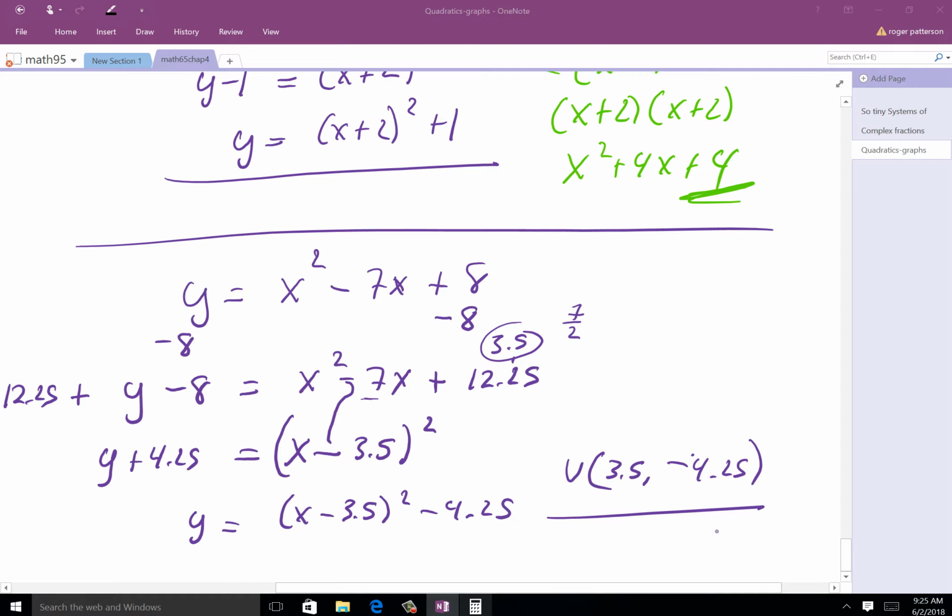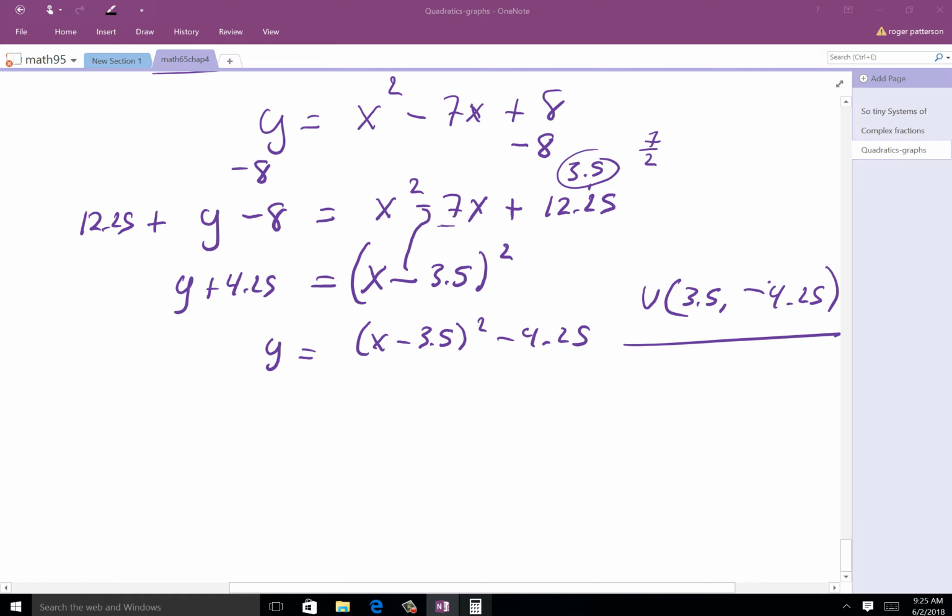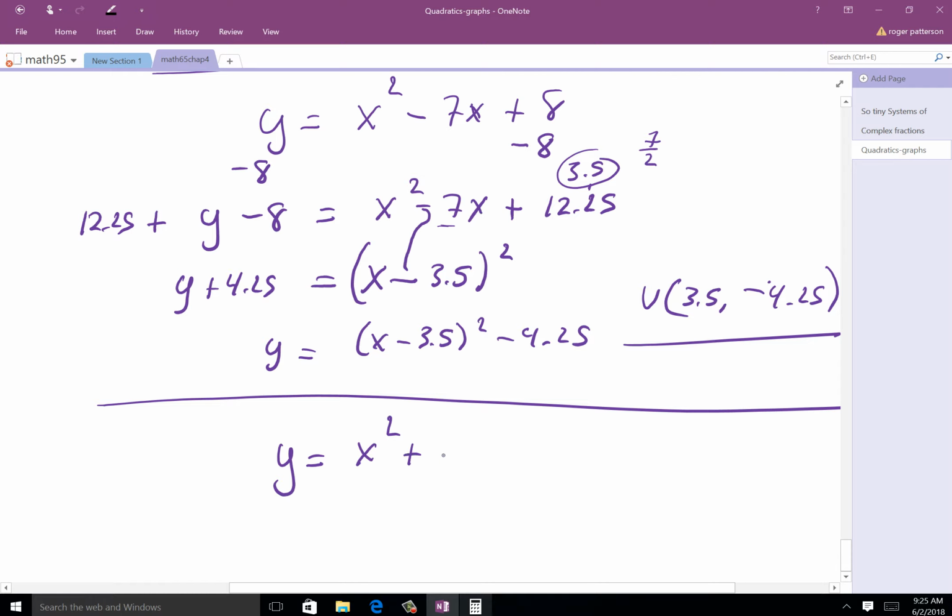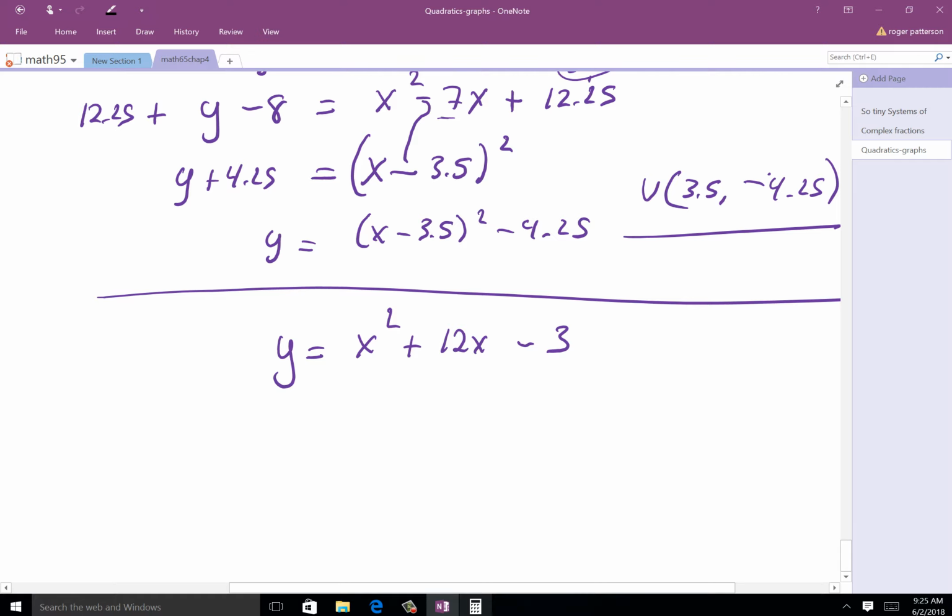Let's try another one, because, like I said at first, this is like, what the heck? Y equals x squared, but we'll make them even, 12x minus 3. Okay, what's our first step? We're writing this in vertex form. What are we doing first? I'm going to add the 3 to the other side. Get that 3 out of there and move it to the other side.